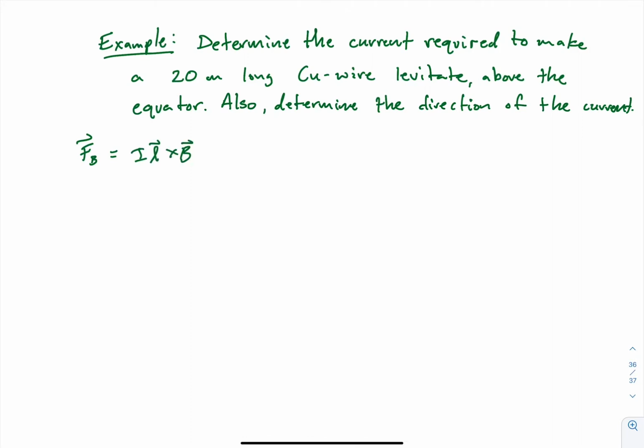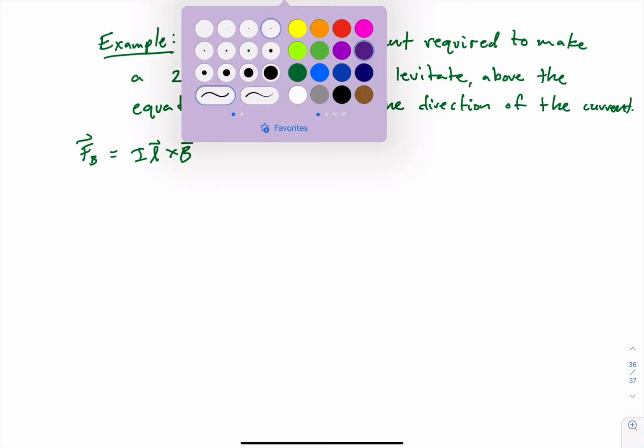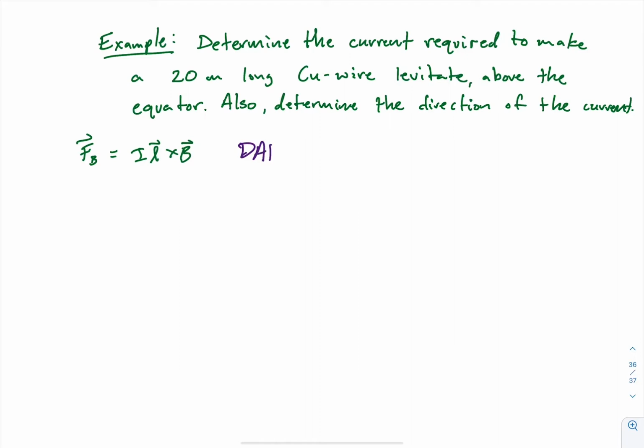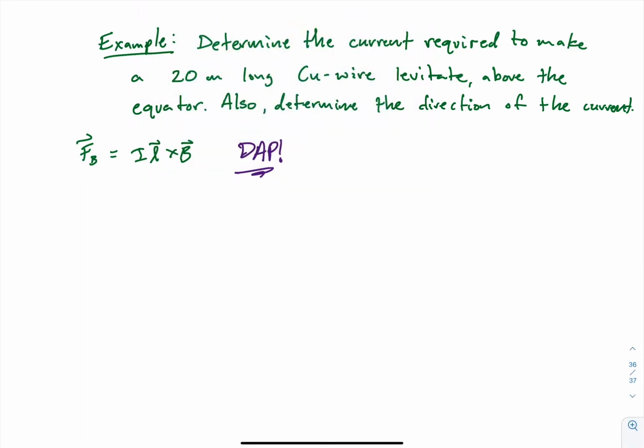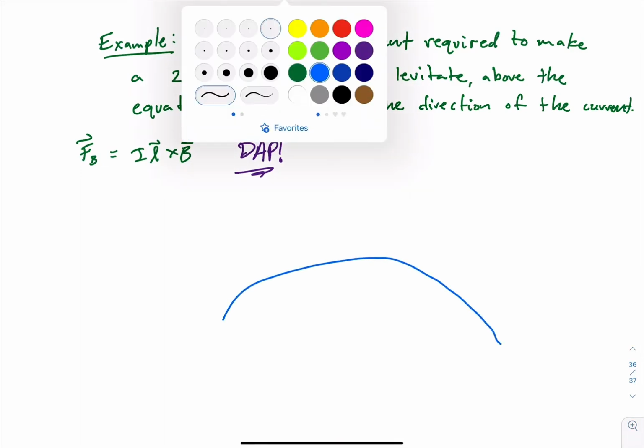The problem statement is given as: determine the current required to make a 20-meter long copper wire levitate above the equator. Also determine the direction of the current. So we're going to draw a picture, and there probably would be a little more given in the problem statement if you were working on this on, say, a quiz or a test or something.